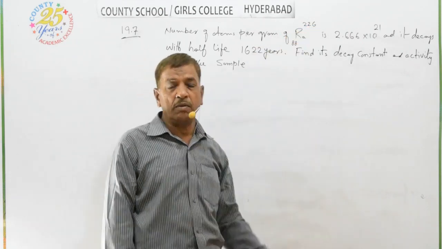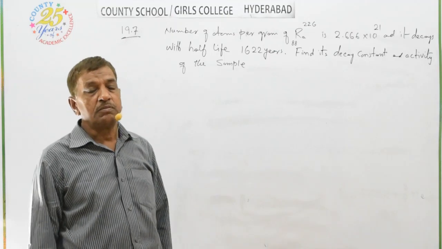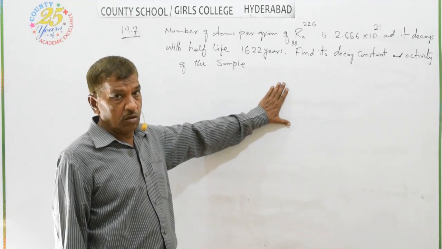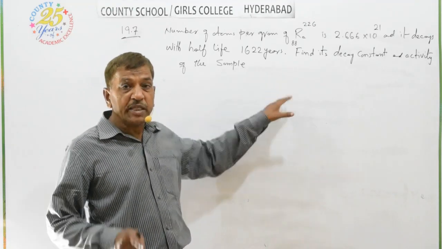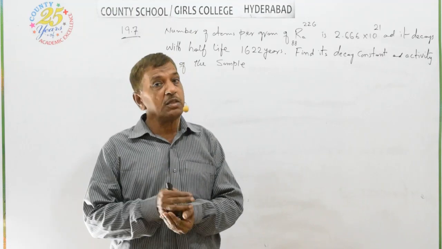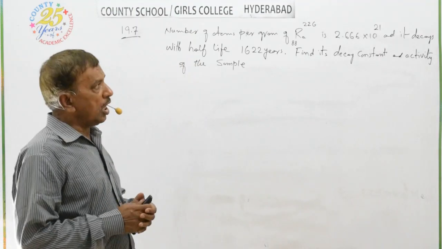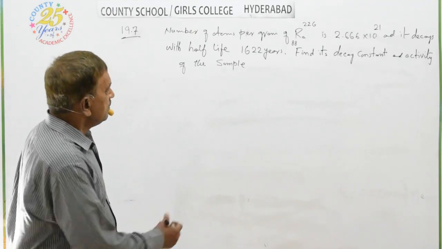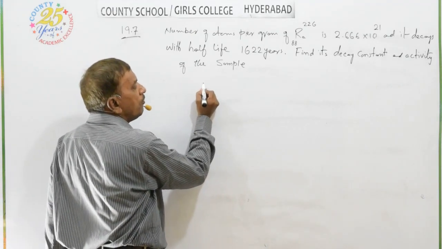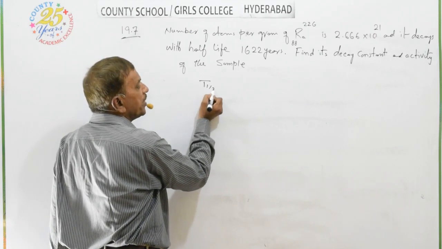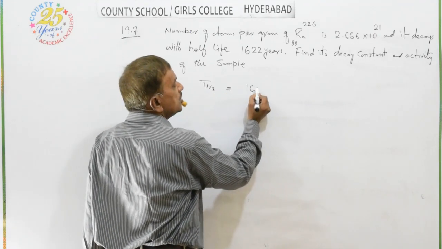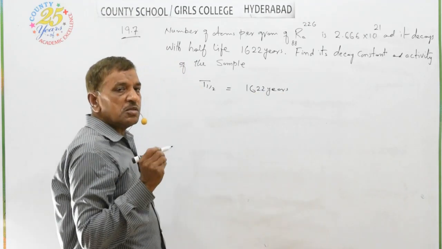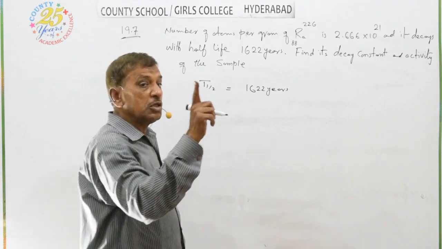Radium has a half-life of 1622 years. We are required to find its decay constant, lambda, and then the activity of the sample. So how do we find the decay constant for radium? We need to write down the half-life of radium. The half-life of radium is 1622 years, and this half-life will be converted into seconds.